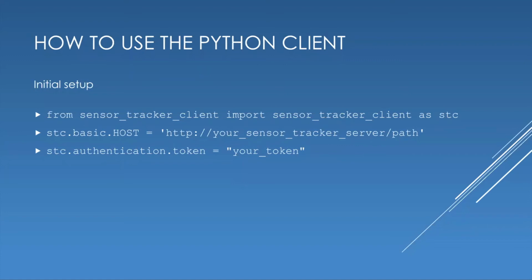How to use the Python client. Sensor Tracker Client is an installable Python package. Once installed in your environment, you can import the library into your Python code, so that's the first line there. In order to use the client, you need to specify where your Sensor Tracker server is hosted, so the URL for your Sensor Tracker website, essentially. And that'll let it know how to find the API.